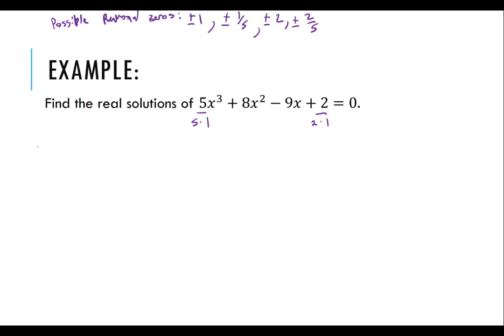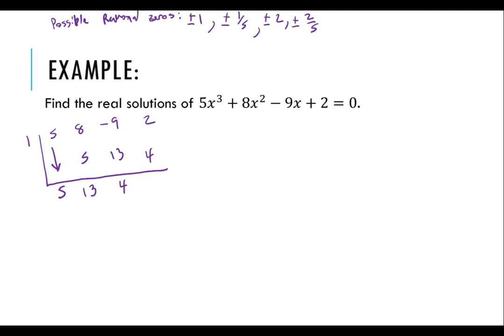At this point, let's try synthetic division. Synthetic division is going to answer the question, is this a zero of the polynomial? You could also plug that into the function if you desired and see if you get 0. That's another choice. So let's try the zero 1. I need my coefficients, 5, 8, negative 9, and 2. Bring down the 5. 1 times 5 is 5. Add down, it's 13. Multiply, that's 13. Add down is positive 4. 1 times 4 is 4. It adds down, it gives us 6. Since the remainder is not 0, I know that 1 is not a zero.